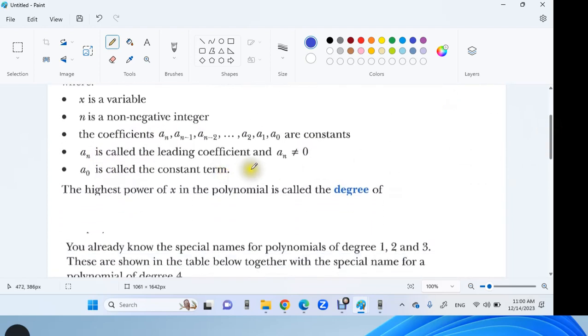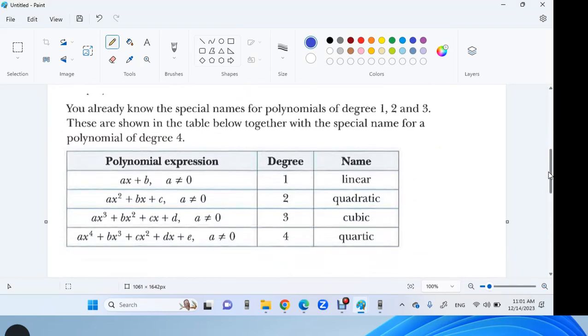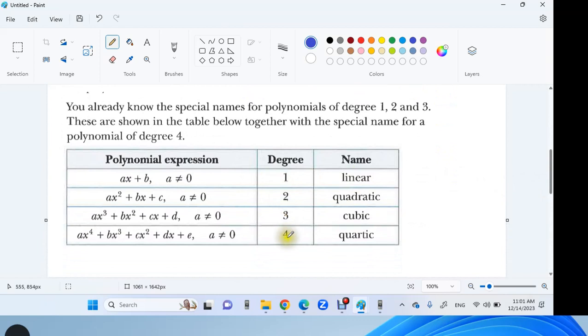The constant term actually is the y-intercept. When you substitute x equal to 0, what you have left is a naught, so the coordinate will be (0, a naught). The highest power of x in the polynomial is called the degree. So for this one, we have degree 1, 2, 3, 4.